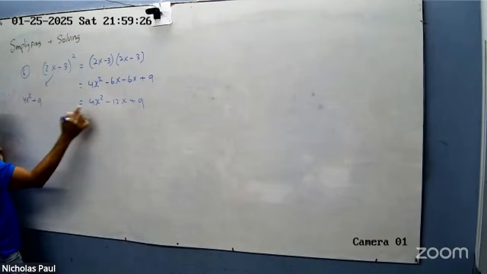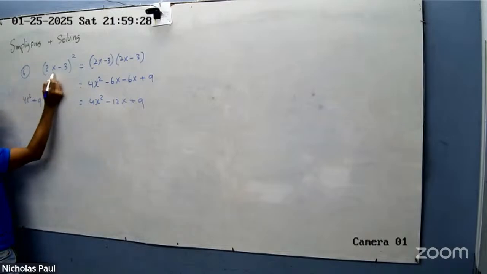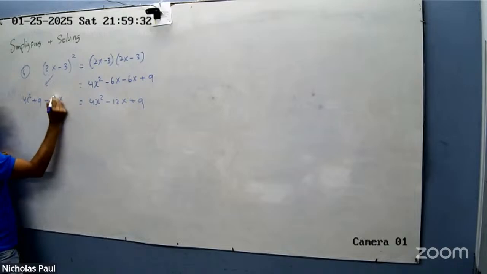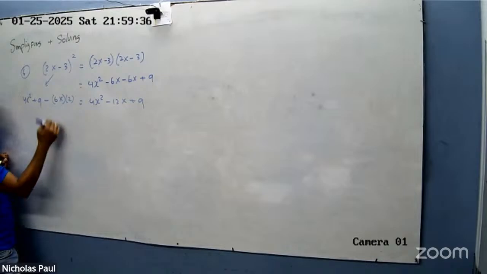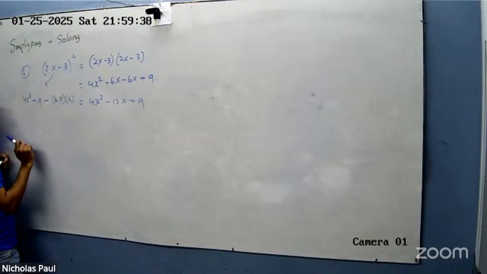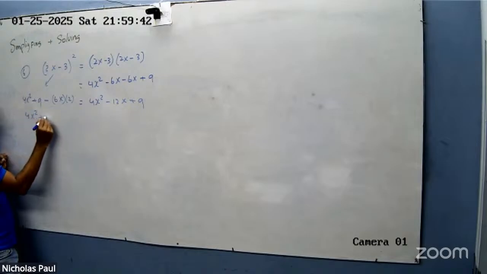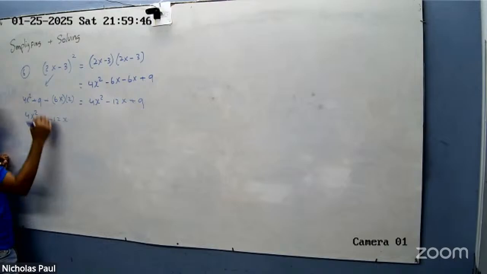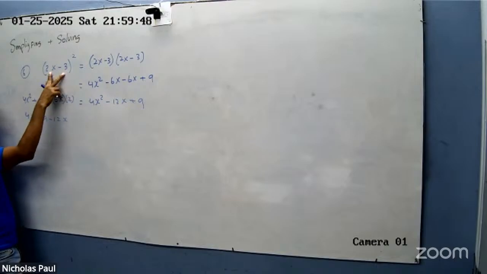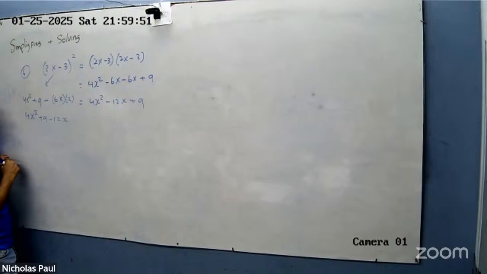So to figure out, here is what you do. Multiply 2x by minus 3 and then multiply that value by 2. So multiply this by this and then multiply by 2. So you'll end up with 4x squared plus 9 minus 12x. Right? So square this, then multiply these two and then multiply it by 2. Right? That will work all the time.